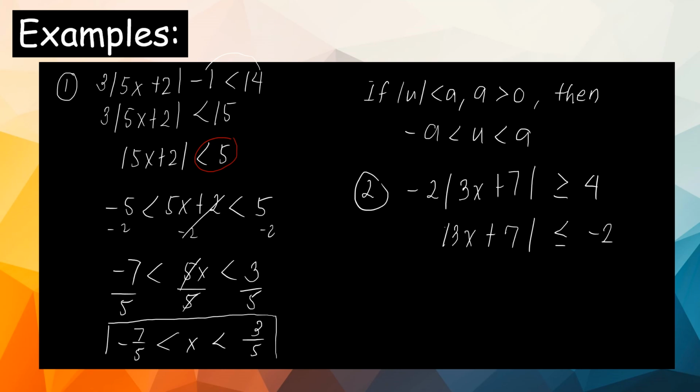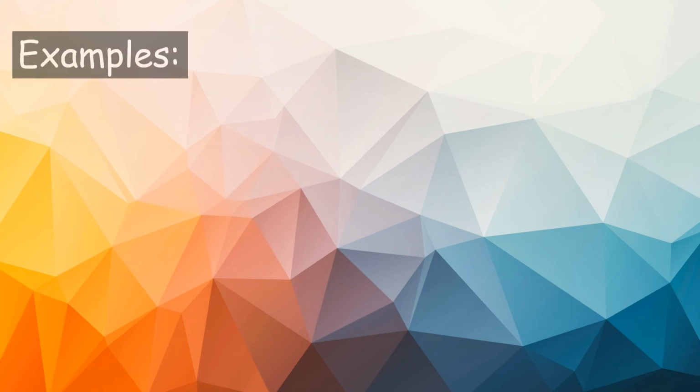Now, once we have this, you can go straight to thinking of what rule you should follow. You have a less than or equal to a negative number. And if you have it like that, you need to follow rule E. And based on rule E, if you have less than or equal to a negative number, the solution of your inequality is no solution. Okay, let's have more examples. Let's have the third example.